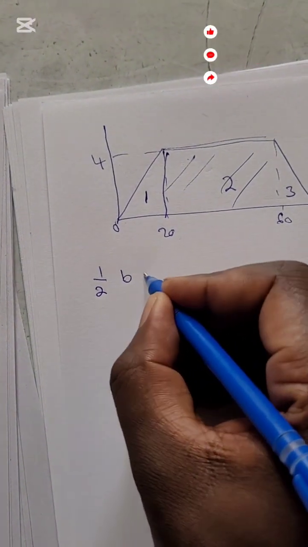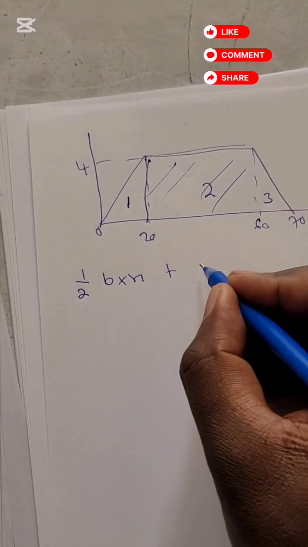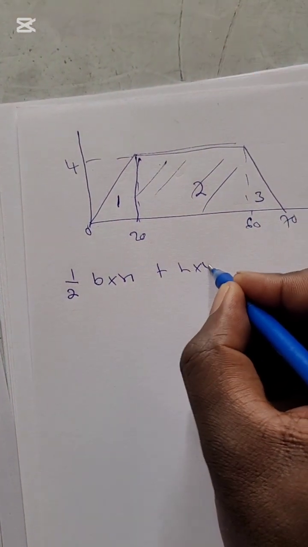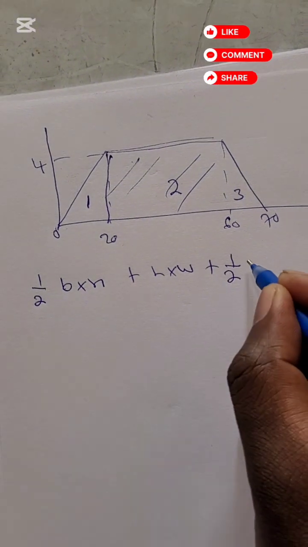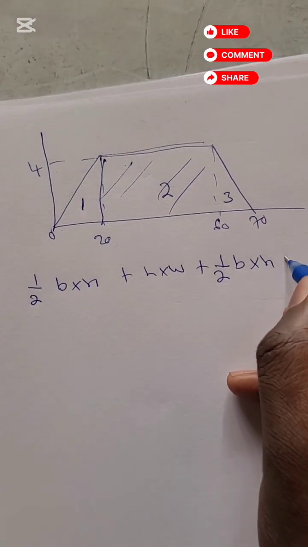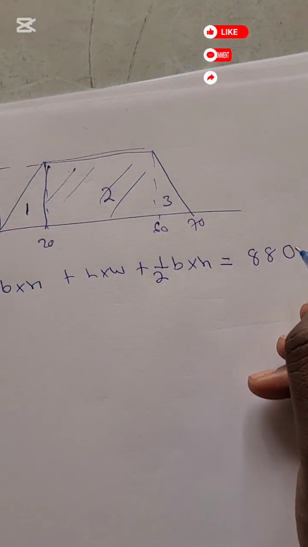So the formula is half base times height, plus the second one, which is a rectangle. So it's length times width. Then the third one is a triangle, so it's half base times height. We are given that the total distance traveled was 880.